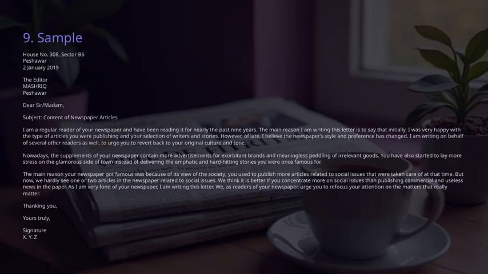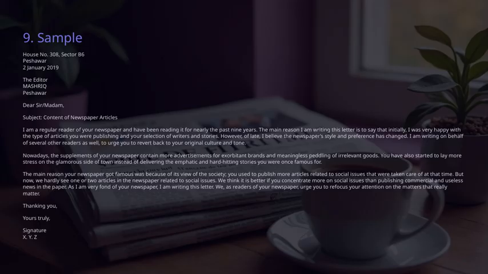They also observe an increased focus on glamorous parts of the city, rather than the hard-hitting, meaningful stories the newspaper was known for. A key point here is the importance of social issues. The writer reminds us that the newspaper's reputation was built on publishing articles related to social concerns. However, now there are very few such articles. They urge the editors to concentrate more on these pressing social matters rather than commercial or superficial news.